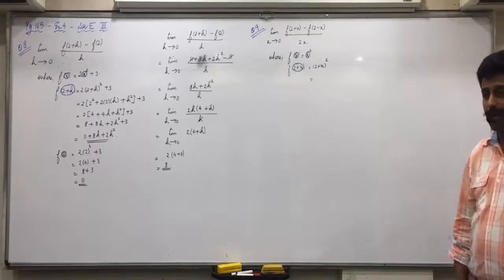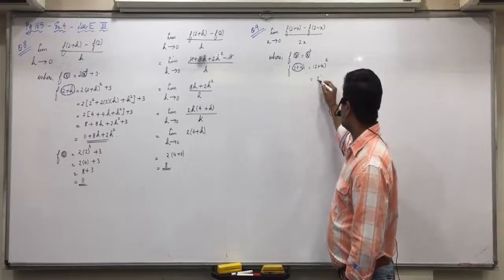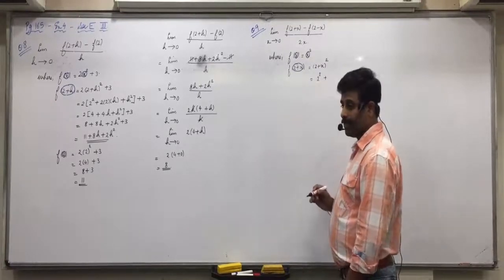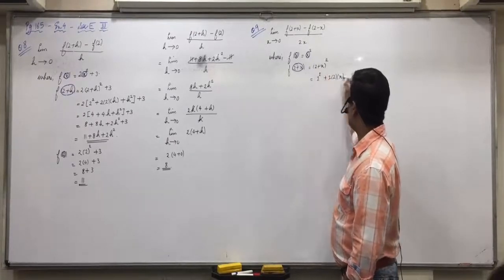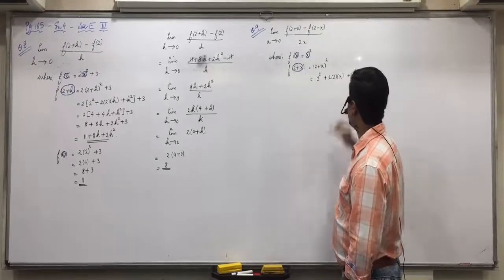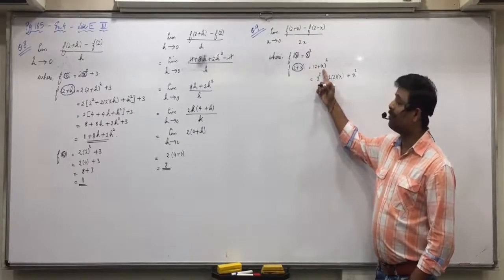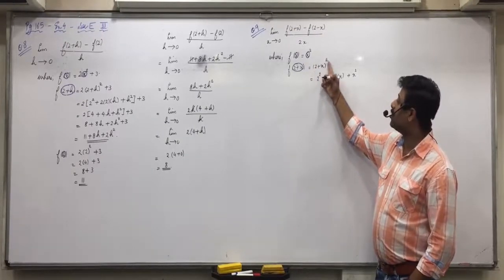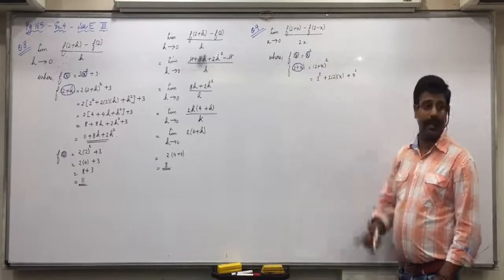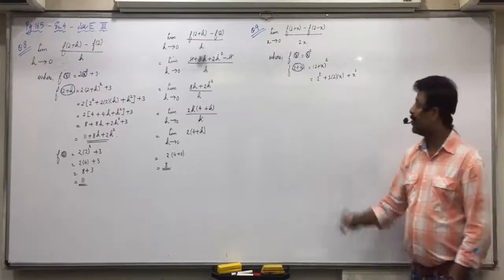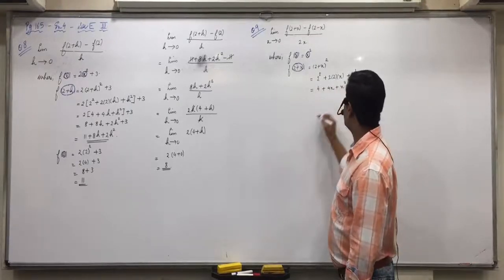Now again, the (a plus b) whole square formula. Make up. a square plus 2ab plus b square. Did you understand this, everyone? In place of a there is 2, in place of b there is x. So a square means 2 square, plus 2ab means 2 into 2 into x, plus b square means x square. Any confusion in this? Raise your hand. So 2 square is 4, 2 into 2x is 4x, plus x square.